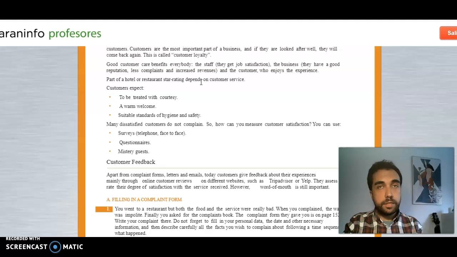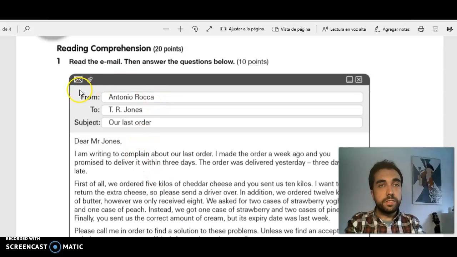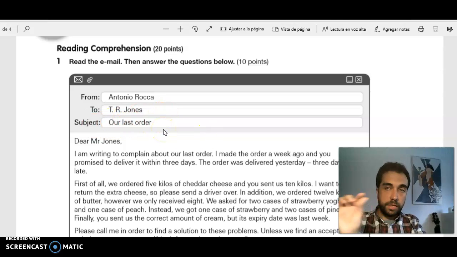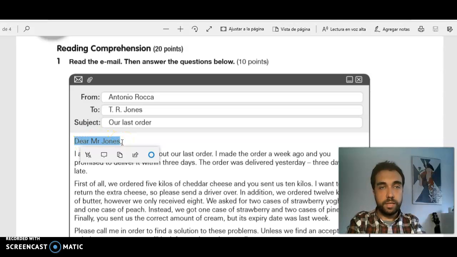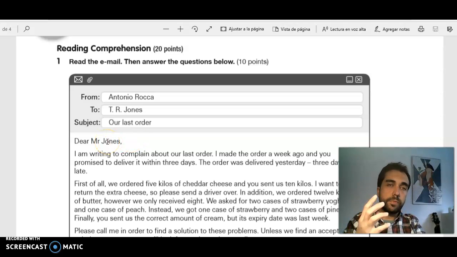So let's work a little bit. What is the structure of an email? The first thing I want to tell you is that all emails are written by someone, and they've got a subject. Normally in the subject we write something that sums up what's in the email. And then all emails start with something called the greeting, or how we welcome the reader.